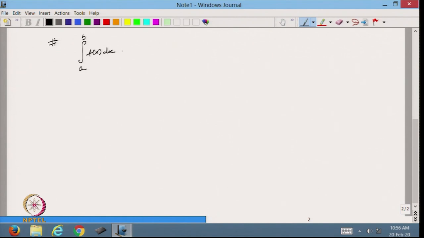So, I will use the computer for that. Suppose my function is something like this, and this is my a and this is my b. In this case, I will split this function into a number of rectangles, and then I will find the area of these rectangles and add them all together, and then it will give me the approximate value of this integral.